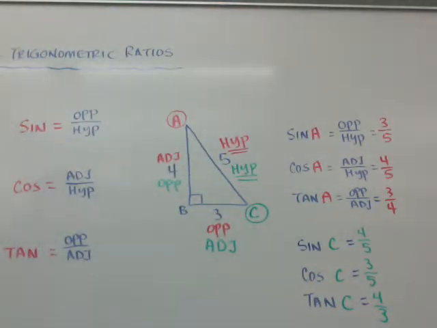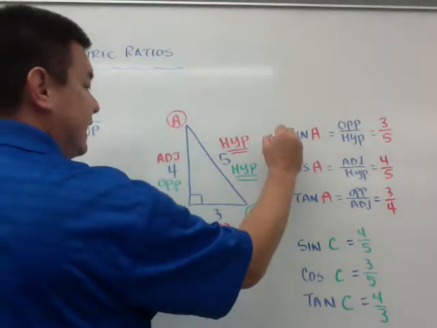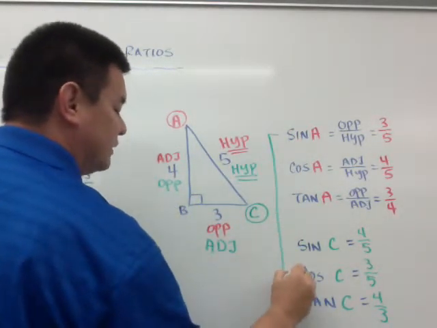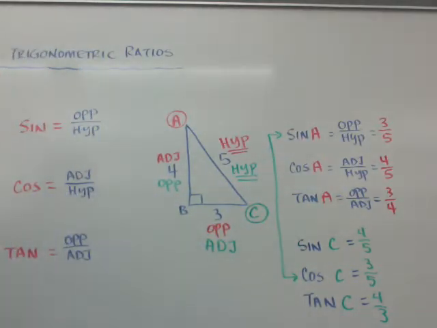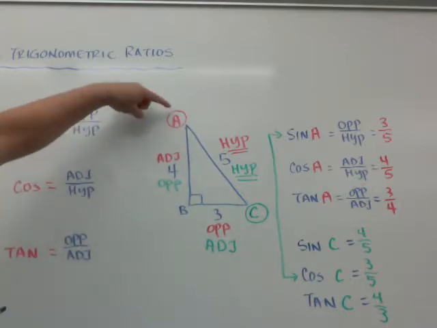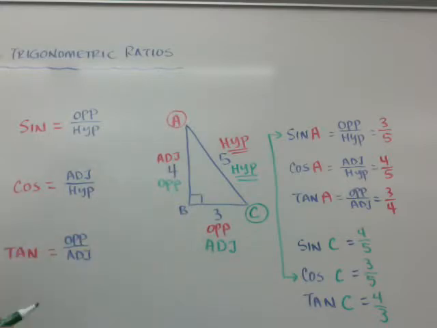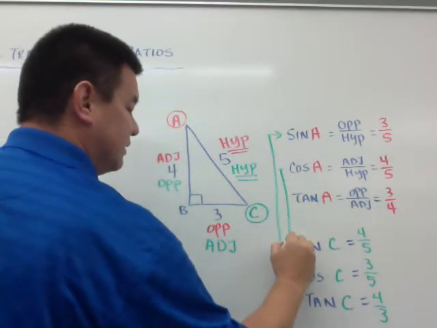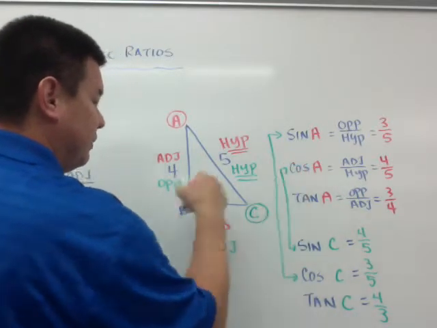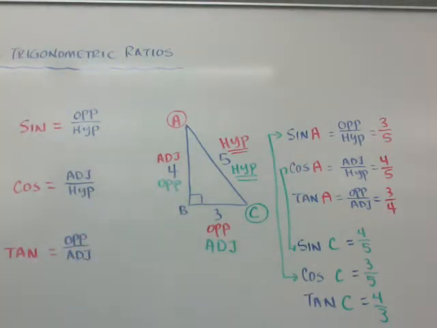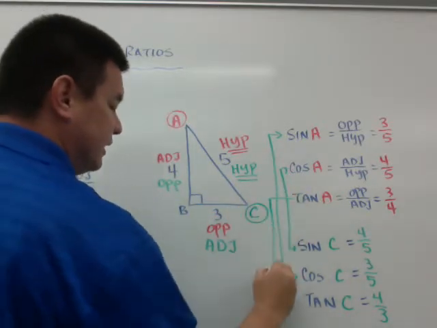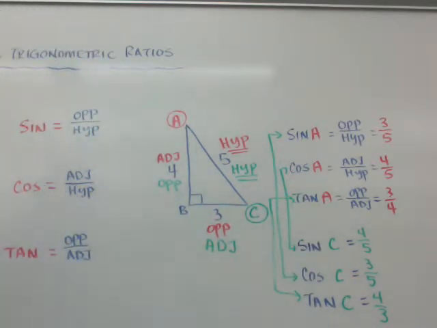Okay? So you can kind of see some similarities. The sine of A is equal to the cosine of C, and that's because the opposite of A is equal to the adjacent of C. And in the same way, the cosine of A is equal to the sine of C because the adjacent and opposite, again, are the same. And then you can see the relationship between the two tangents. They are inverses of each other, or reciprocals of each other. Okay, so that's pretty simple how to do trigonometric ratios.